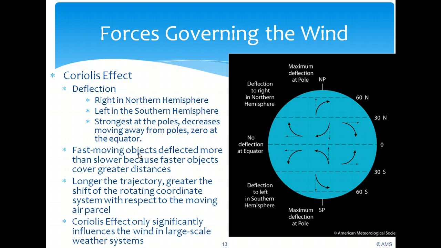objects cover greater distances. The longer the trajectory, the greater the shift of the rotating coordinate system, and in reality, the Coriolis effect significantly affects only winds that are in very large scale weather systems. So local winds generally are not affected by the Coriolis effect.